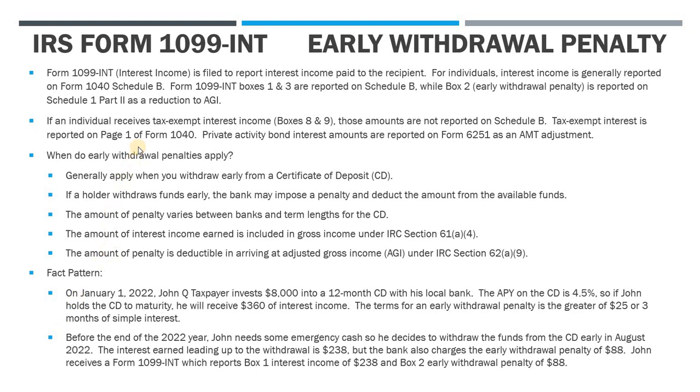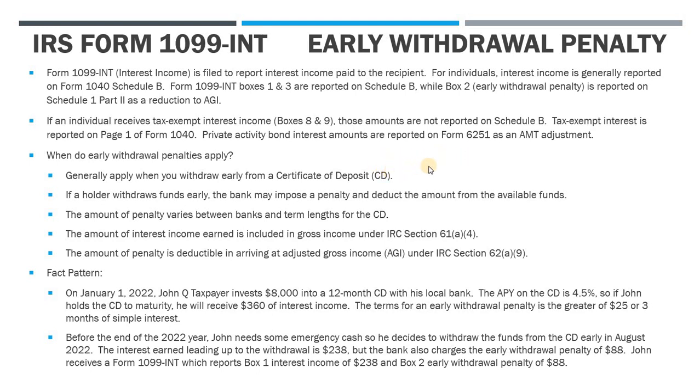Now, the 1099-INT is also used to report tax-exempt interest. That's Box 8, and then Box 9 is the private activity bond component. Taxable amounts are reported on Schedule B, while tax-exempt interest is not reported on Schedule B. The tax-exempt interest is reported on page 1 of Form 1040. There's a section for tax-exempt interest. And then the private activity bond interest, which is a component of that, is reported as an AMT adjustment on Form 6251.